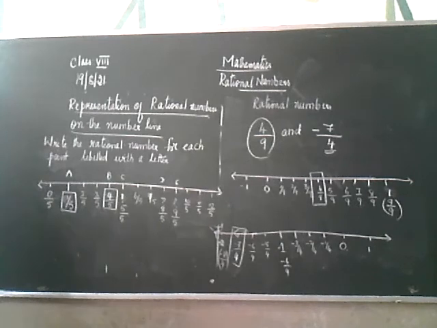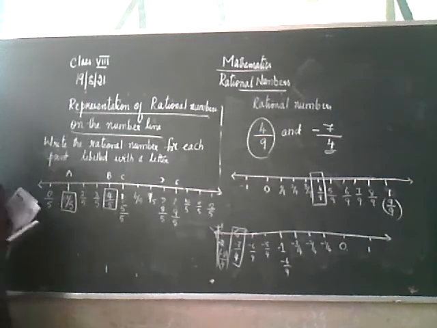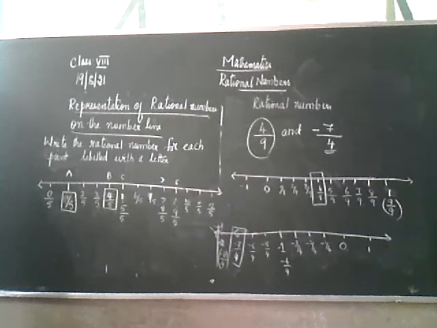So the rational number of A is 1 by 5. B is 4 by 5. C is 5 by 5, which is equal to 1. D is 8 by 5 and E is 9 by 5.